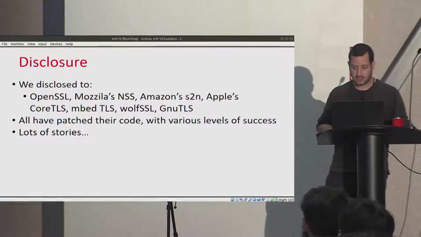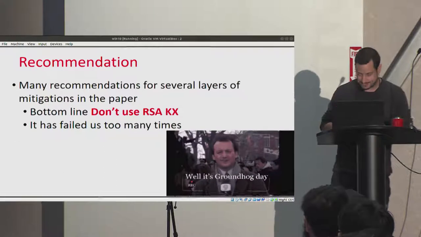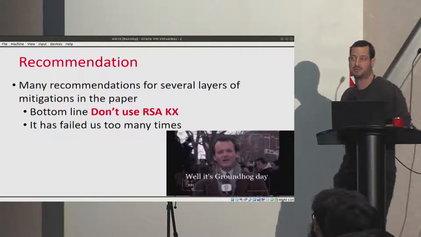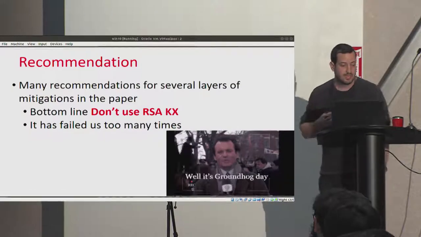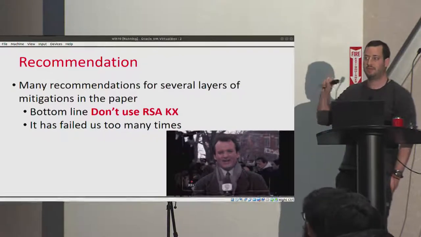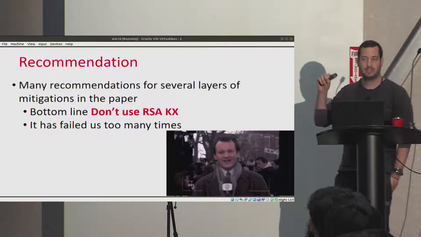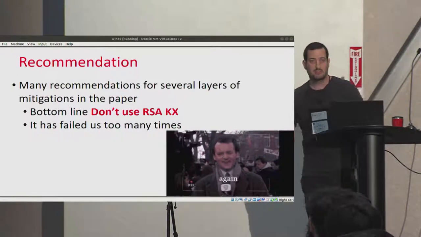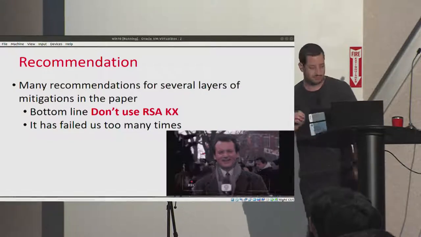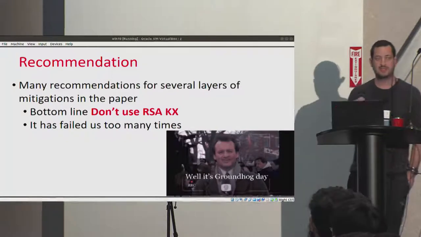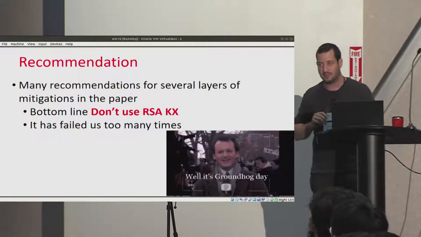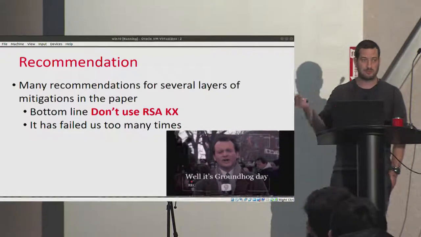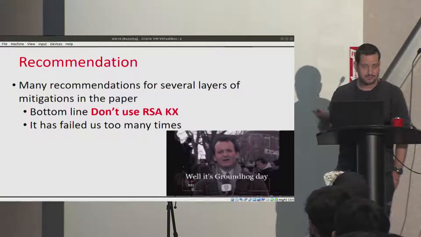Okay, and so after having said all that, what are the recommendations that we have for this type of attack? In the paper, we have many ad hoc tactical recommendations on how you can try to prevent this type of attack in the different layers. But the bottom line is simply don't use RSA key exchange. It's something that has failed us too many times in the past, and we have better alternatives. We need to find a way to actually deprecate it.